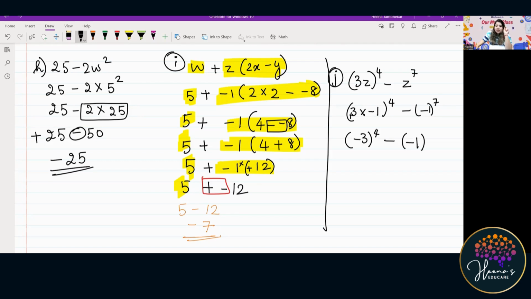Now, similarly, 3 into 3 into 3 into 3. 3 into 3, 9. 9 3s is 27 and 27 into 3, that's 81. So I will write 81. But it's minus into minus into minus into minus. You have 4 minus, which is even. So you're going to write a positive 1. So positive 81 minus minus 1. So positive 81 plus 1, which is 82.